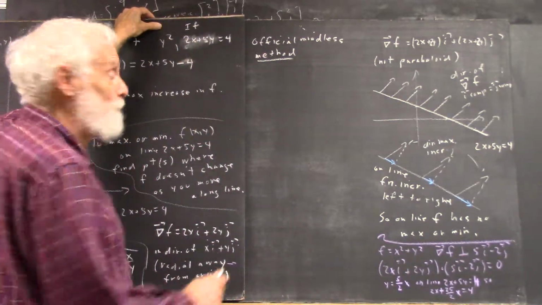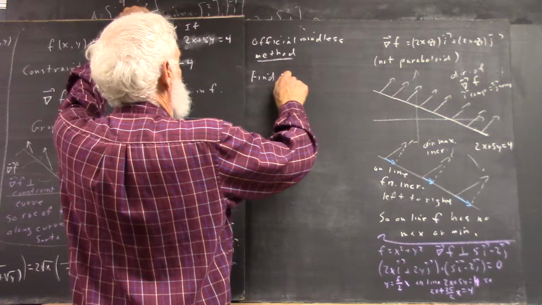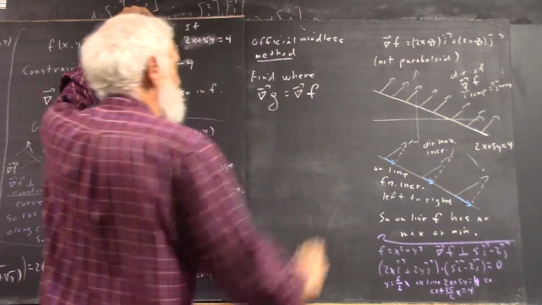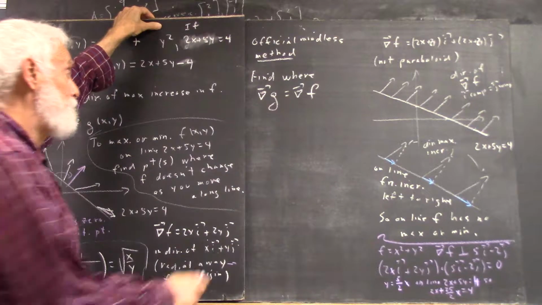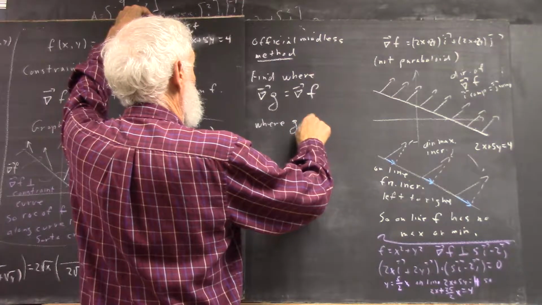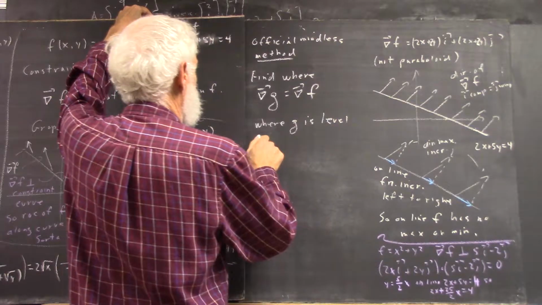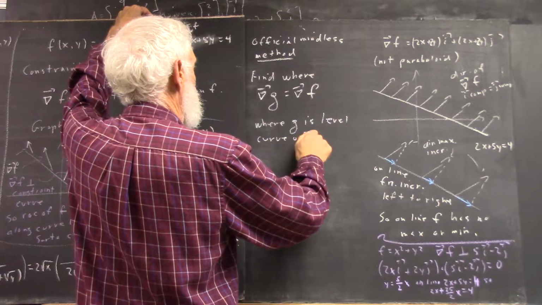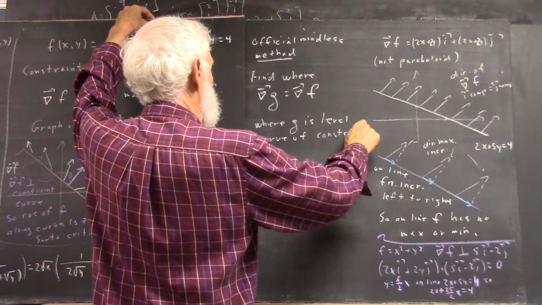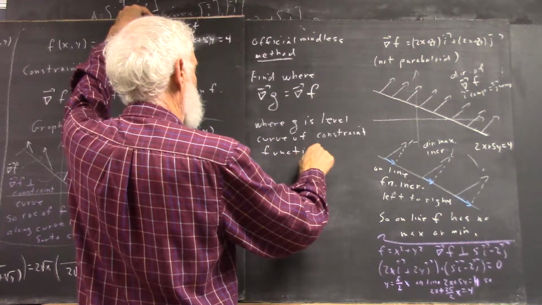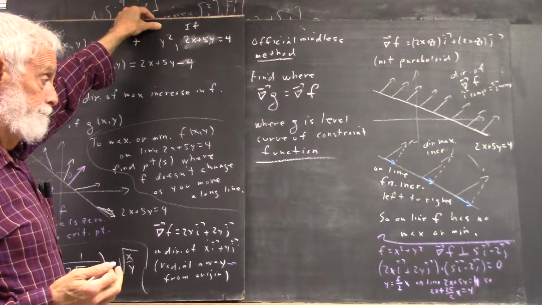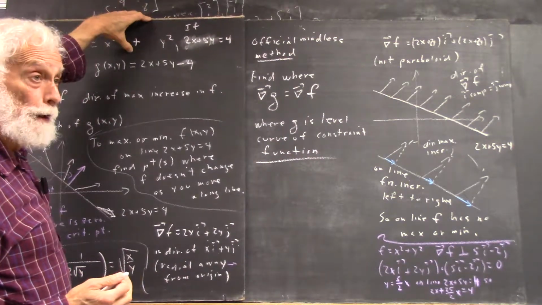Okay, official mindless method. Find where del G equals del F, where G is a level curve of a constraint function. I'm probably not stating that with exactly the words that I would like to, but that's brief enough, okay? So in this case, where's G? Here's your G, right?